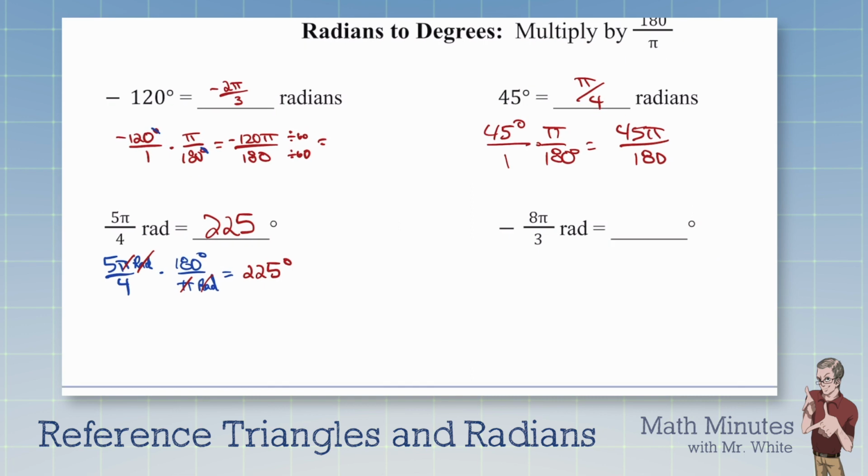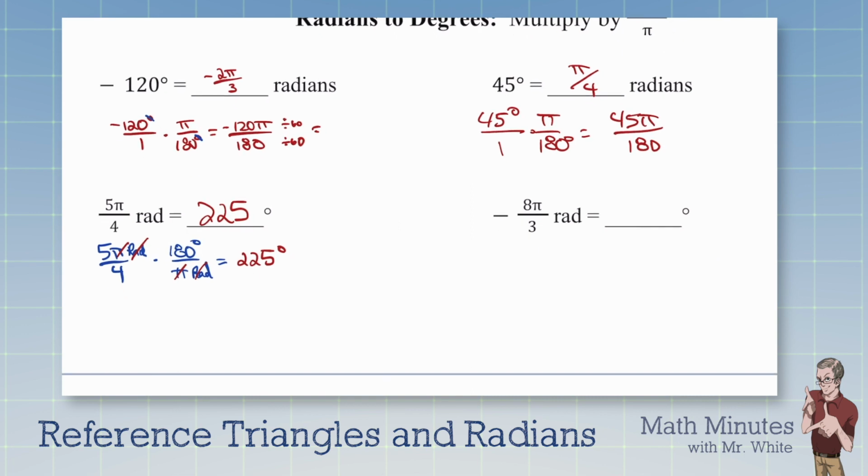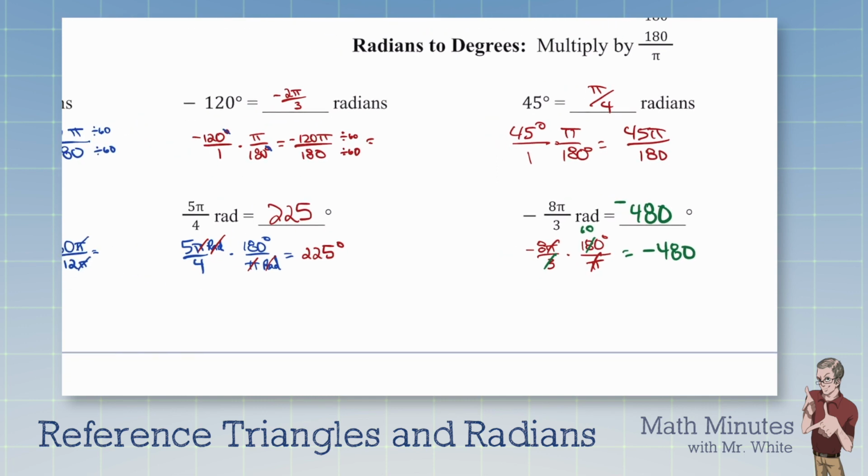So let's convert this real quickly, and then we'll be done for the day. Negative 8 pi over 3 times 180 over pi. So the pi's cancel, the radians cancel. 3 goes into 180 60 times. This ends up being negative 480 degrees. Negative 480 degrees on that conversion.